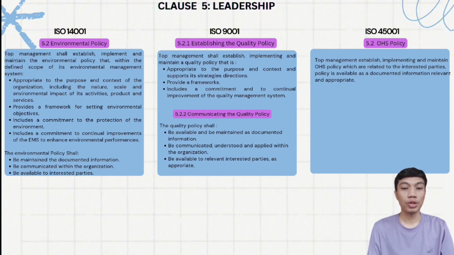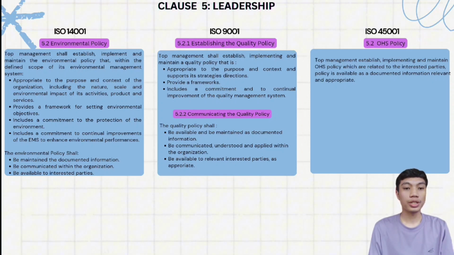5.2.1 Establish the quality policy, used for ISO 9001, which is top management shall establish, implement and maintain a quality policy that is appropriate to the purpose and context and supports its strategic direction. Provide a framework, includes a commitment and continual improvement of the quality management system. And 5.2.2 Communicating the quality policy. The quality policy shall be available and be maintained as documented information, be communicated, understood and applied within the organization, and be available to relevant interested parties as appropriate.